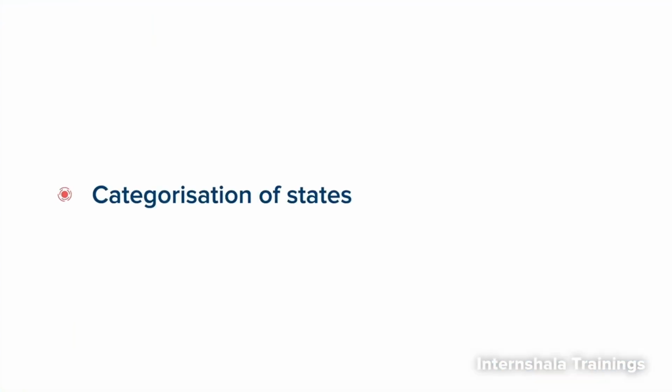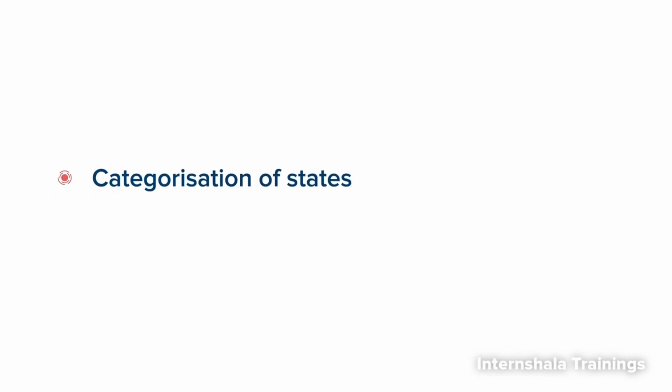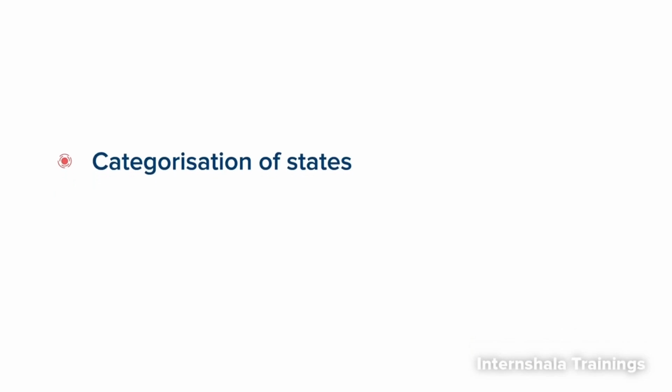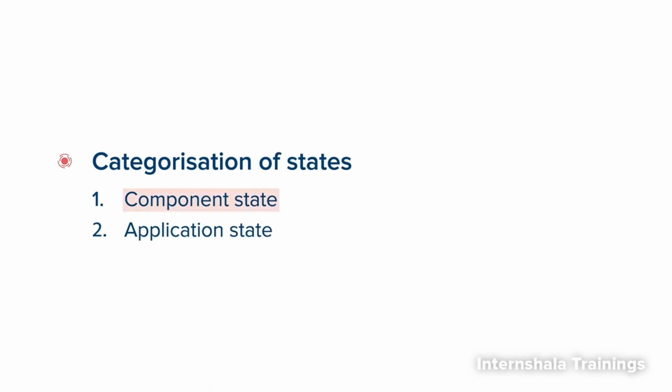So, let us see how we can maintain states. To understand this concept, we first need to understand how states are categorized. We can categorize states mainly into two types. The first is the component state and the second is the application state. So far, we have been dealing with the component state in which we define the states to individual components.